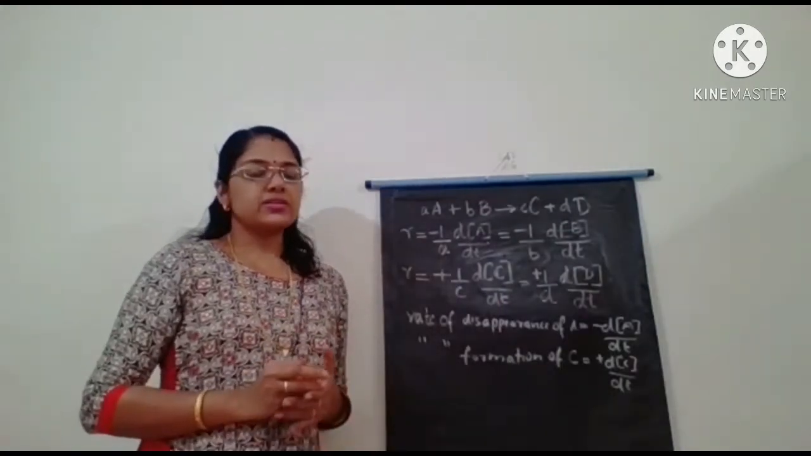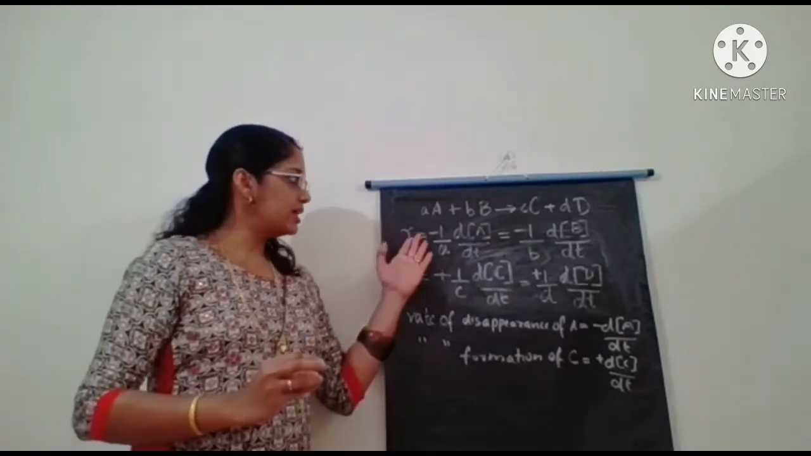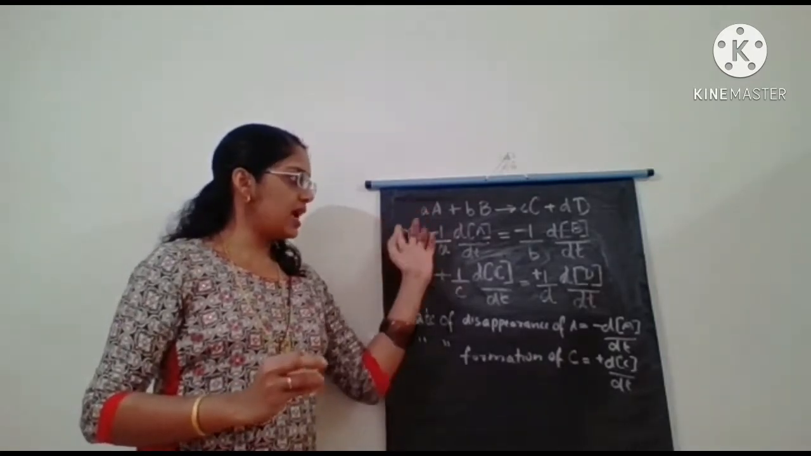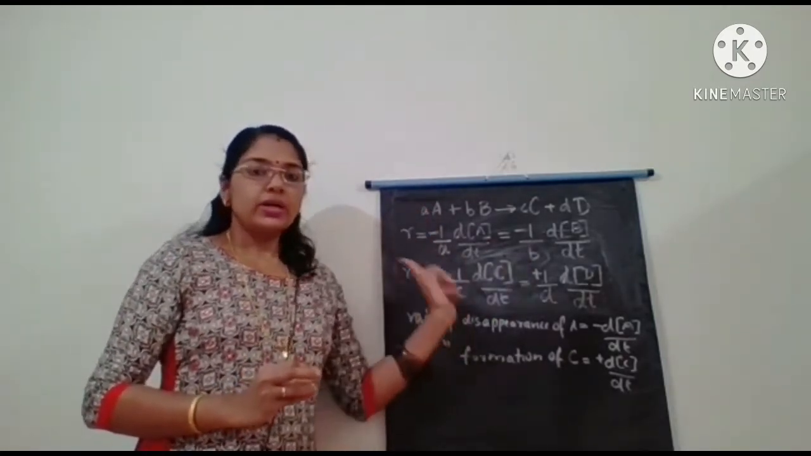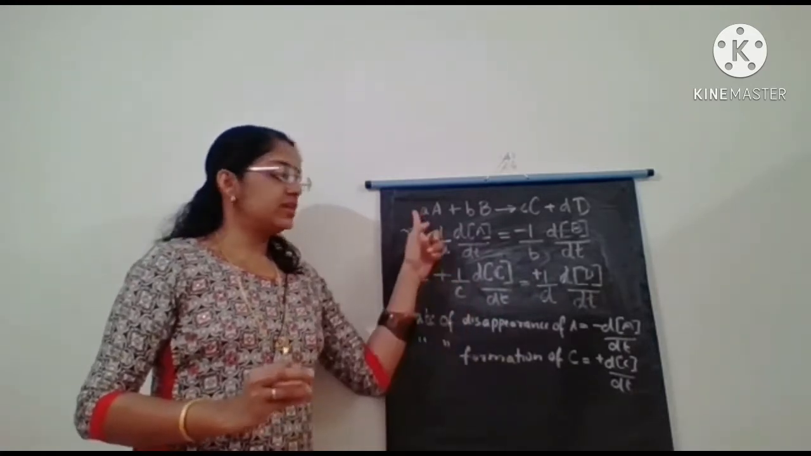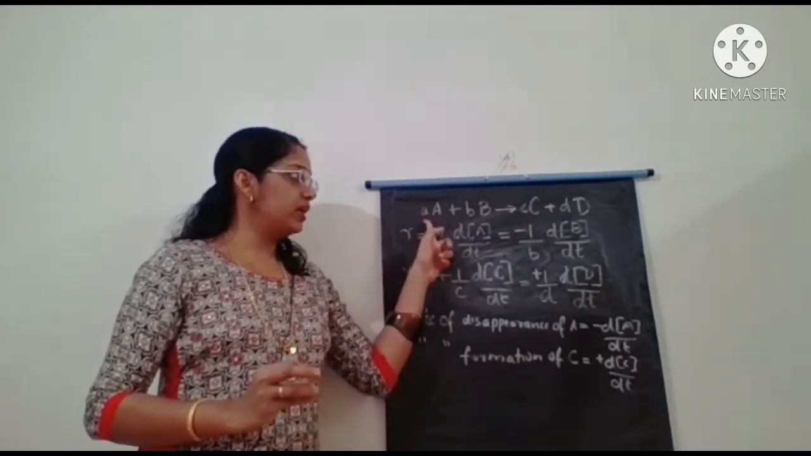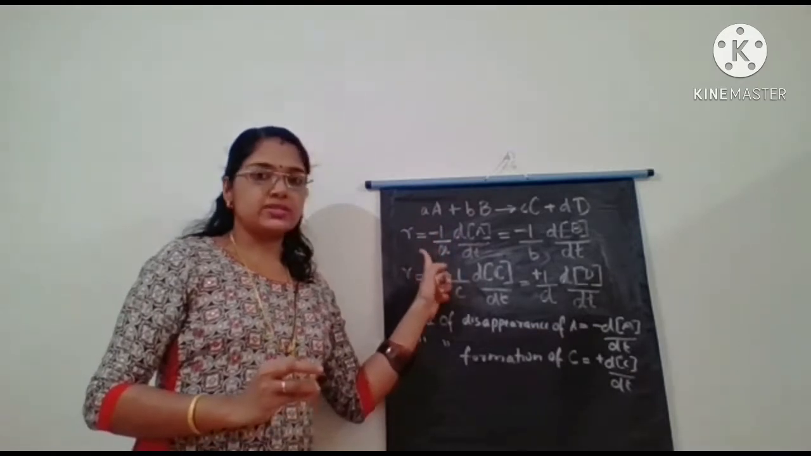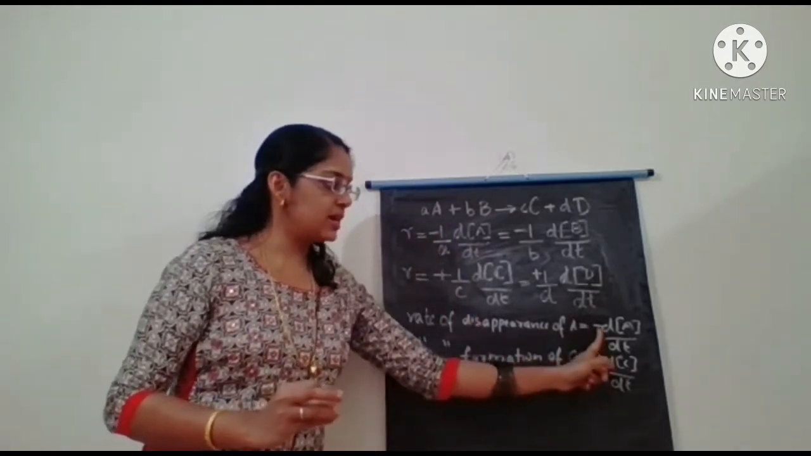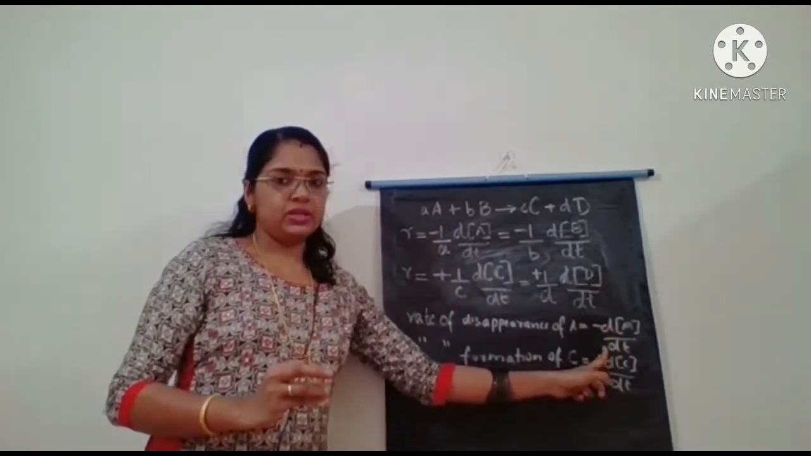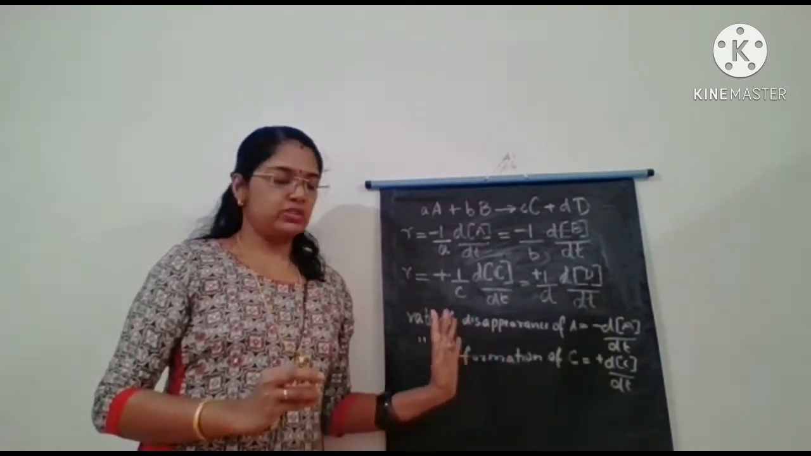So if they are asking the rate of chemical reactions, we can express the rate of chemical reactions in these 4 ways. But if they are asking for the rate of disappearance of A, we don't want to express this coefficient, that is, we can express it as minus dA by dt. There is no need of dividing by the coefficients.